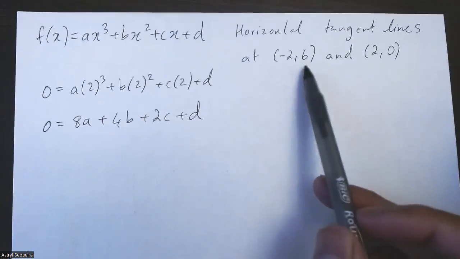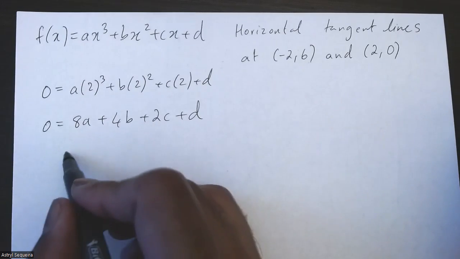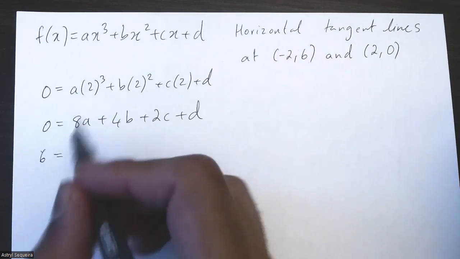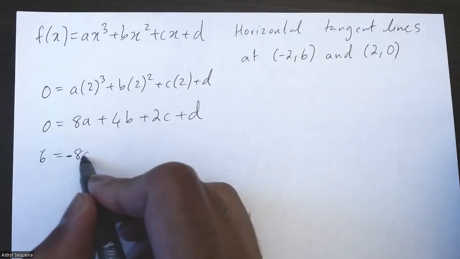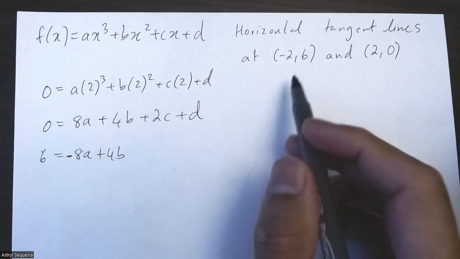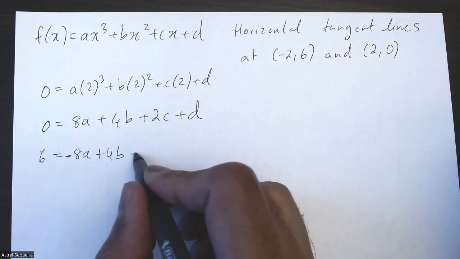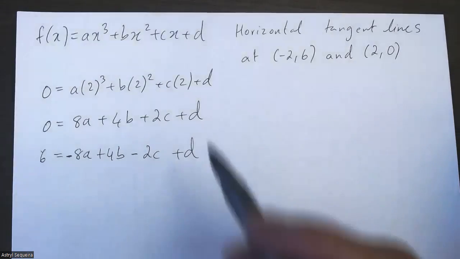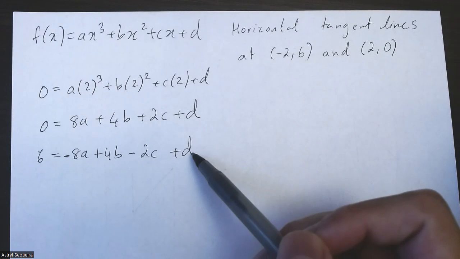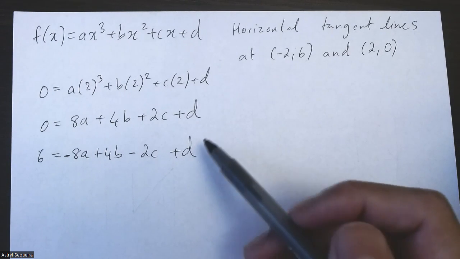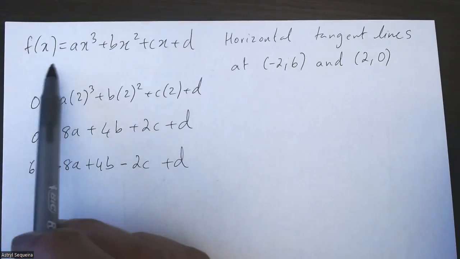I'll sub in my second point next. The y value is 6. Negative 2 cubed is going to give me negative 8a. Negative 2 squared is going to give me 4b. Negative 2 times c is just negative 2c, and then plus d. So now I have two equations and I have 4 variables, which means I have to go to my derived equations.